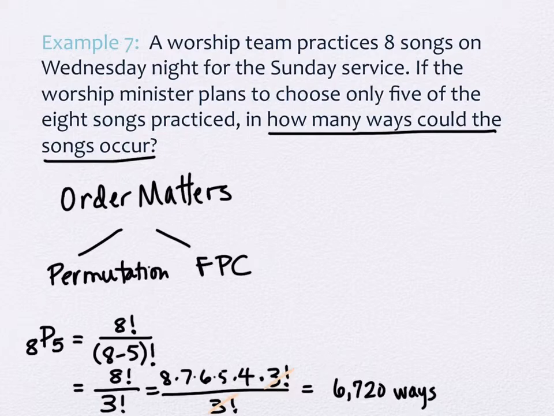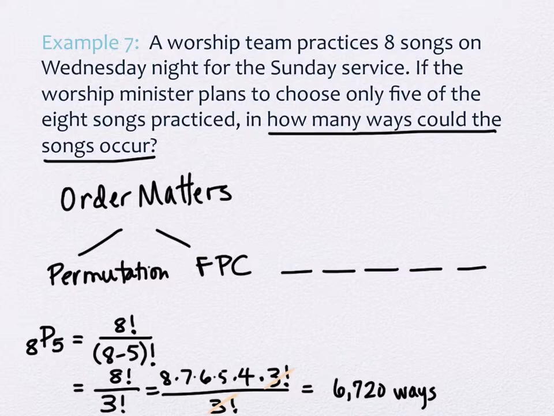There's 6,720 ways this could happen. Let's think about the fundamental principle of counting, because it works really nicely on this one too. We have 5 songs we're selecting, correct? So we could think of it kind of like the 5 numbers in the phone number, or the 4 numbers that I had in my phone number on the last problem.